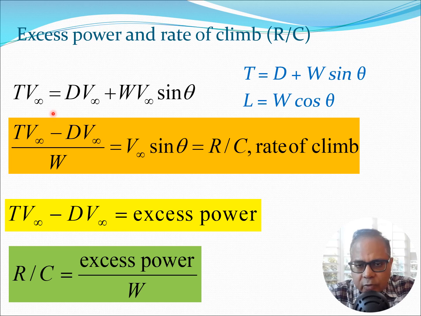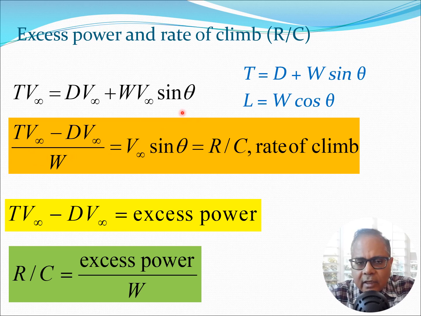So now let's go back to all the mathematics. The equations were very simple. The equations in this case were T equals D plus W sine theta and L equal W cos theta. So what I do now is I take the top equation, the equation with thrust, and I multiply it throughout by V infinity. So T into velocity is D into velocity plus W into velocity sine theta.